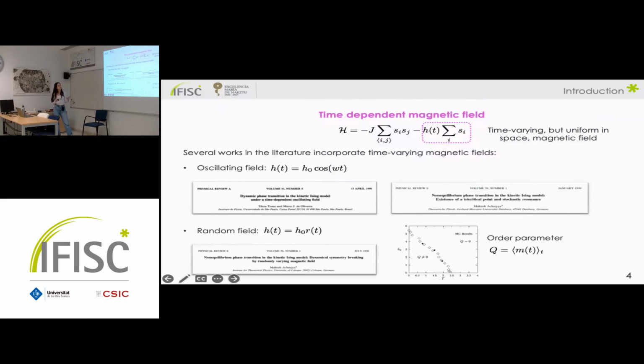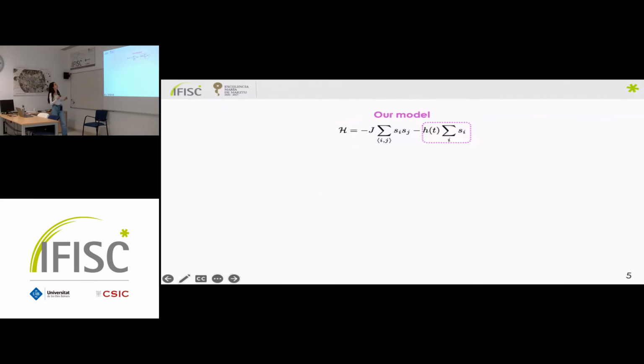But the thing is that most of these works only focus on the analysis of the order parameter, which now is defined as the time-averaged magnetization. And we think that if you only focus on this quantity, you are missing very interesting information about the system. We will see that if you analyze the probability distribution of the magnetization for different system sizes, you can get more insight into the phase behavior of the system.